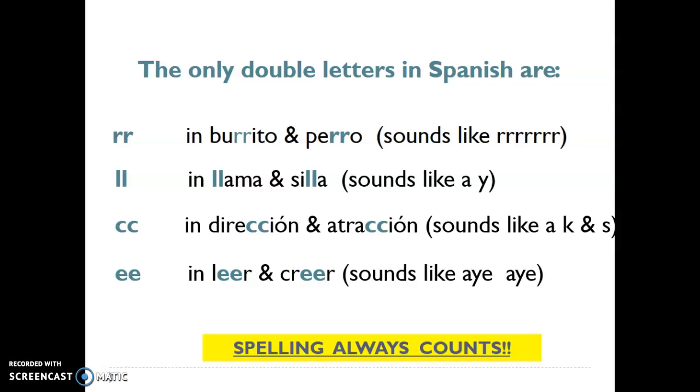Same thing with L. A single L sounds different than a double L. So if you hear somebody say llama or silla, you know that that is a double L. A double C has two sounds. The first C sounds like a K. The second C sounds like an S. Dirección, atracción. So note that two C's together have both the C sounds. And a double E, which is the most rare, you're going to pronounce both times. Leer or creer.